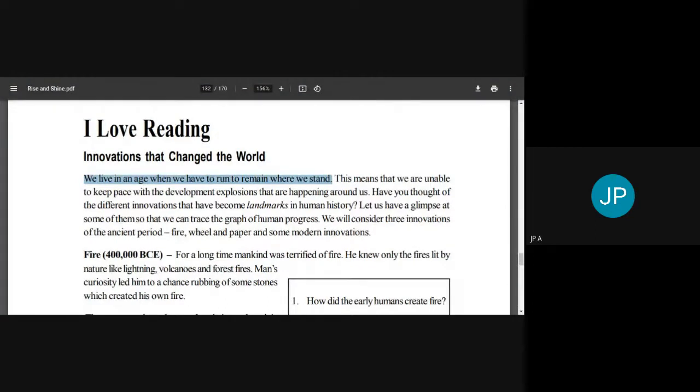That is, there is so much progress in the world that you don't talk of development expansion, but development explosion. That is, development is happening at such a huge pace. What is pace? Pace means speed. So the pace of innovation is so fast that we are unable to keep track of the kind of progress that humankind is making.